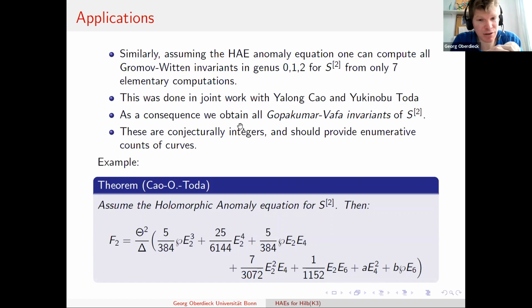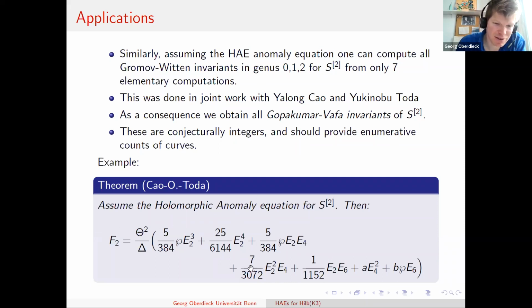invariants which are conjecturally integers and should reflect more closely the enumerative geometry of curves in this Hilbert scheme. So Gromov-Witten invariants are rational numbers whose enumerative meaning is often not clear, and these Gopakumar-Vafa invariants should produce the integers underlying these counts that should really count you something. And so, for example, in genus 2, you expect your moduli space to be 0-dimensional, so you don't have any deformations.